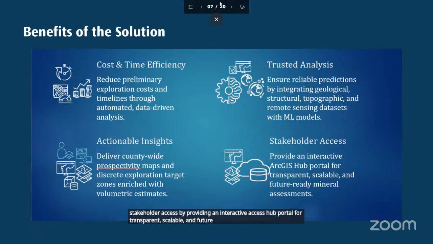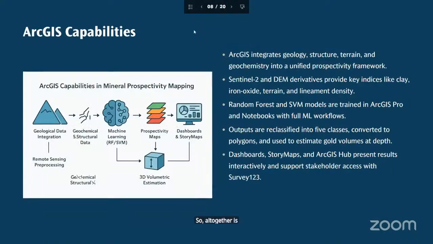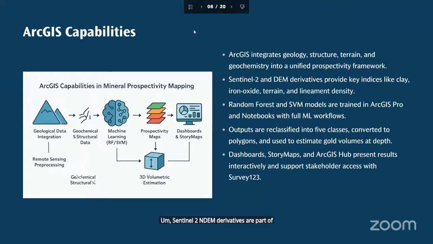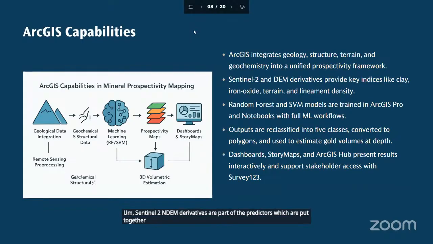So the ArcGIS capabilities in this particular project are that, one, it integrates certain predictor datasets, geological datasets, structure datasets, terrain, and geochemistry datasets in order to create a prospectivity framework. Sentinel-2 and DEM derivatives are part of the predictors which are put together to create key indices like clay, iron oxide, terrain, and lineament density.